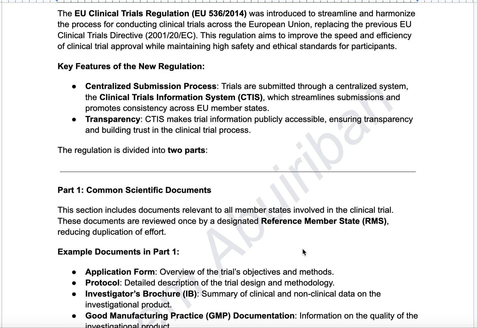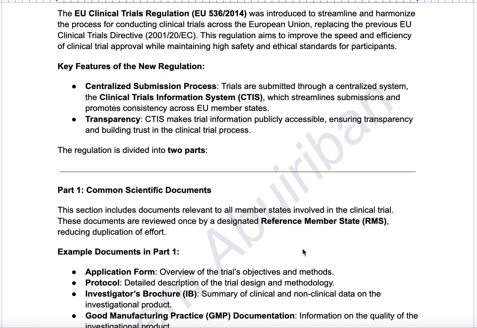Key features of the new regulation. Centralized submission process. Trials are submitted through a centralized system, the Clinical Trials Information System, which streamlines submission and promotes consistency across the EU member states. Transparency. CTIS, which means Clinical Trials Information System, makes the trial information publicly accessible, ensuring transparency and building trust in the clinical trials process.